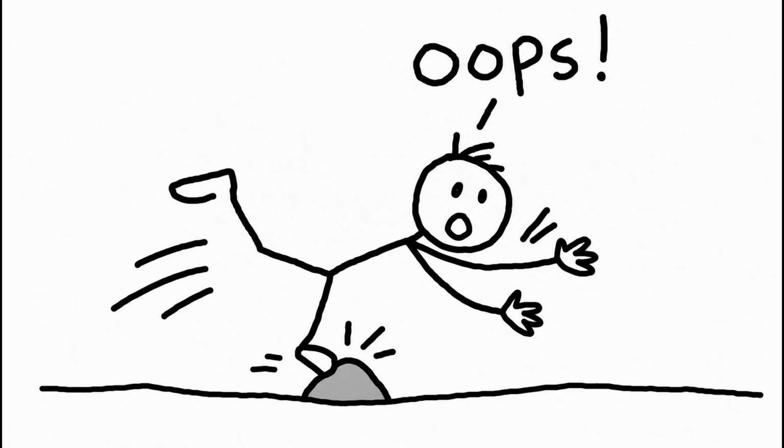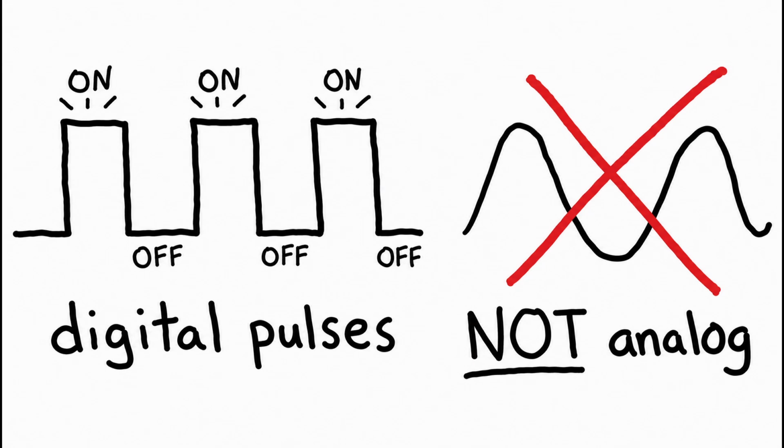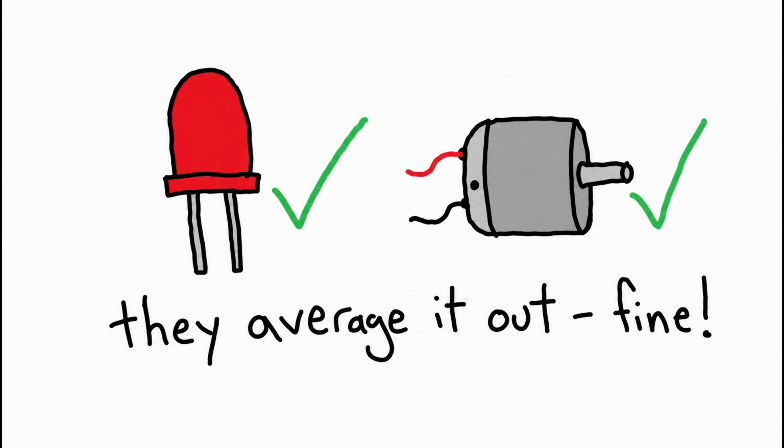Here's something that trips up beginners. PWM is not a true analog signal. It's a series of digital pulses. If you're driving an LED or a motor, that's fine. They naturally average the signal out.